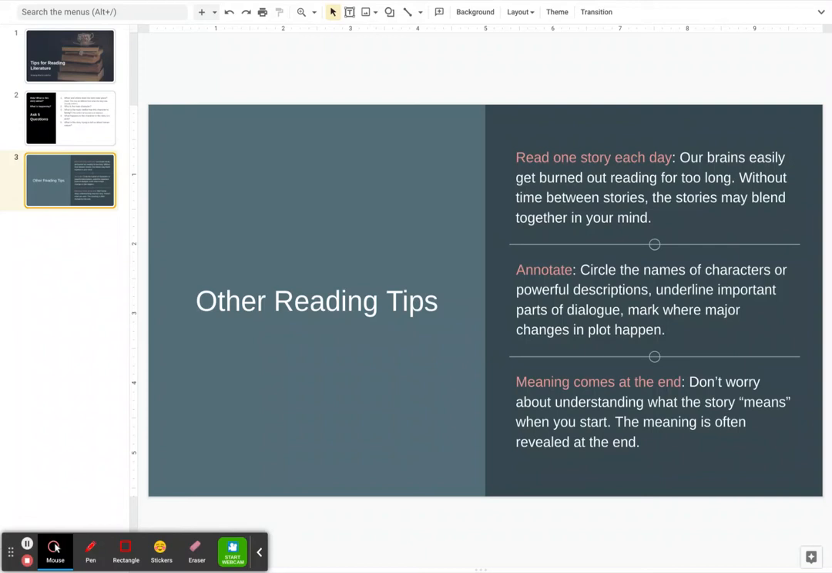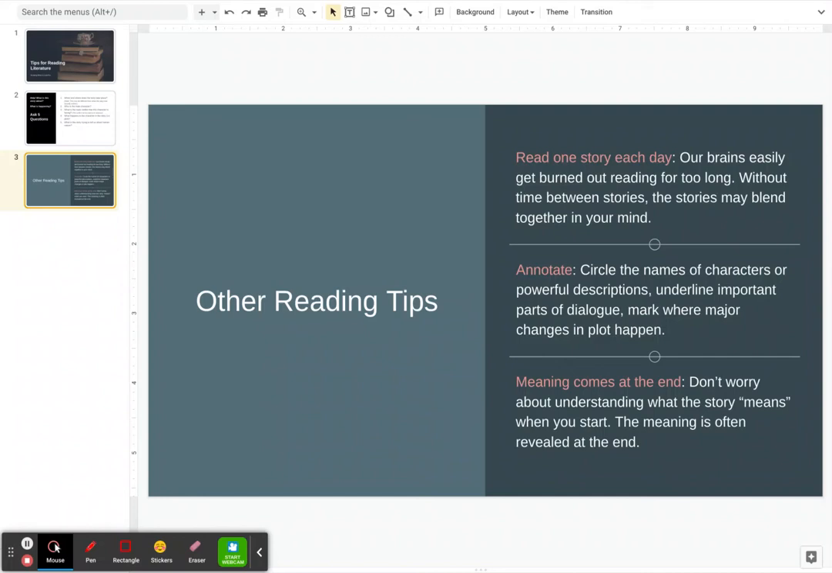I can't stress how important this is. Make sure that you're circling the names of characters or powerful descriptions, underline important parts of dialogue, and mark where major changes in plot happen. When you do this, it makes it so much easier to go back to find those important supporting points in the text that you'll need to give in the discussion forums and in your essays.